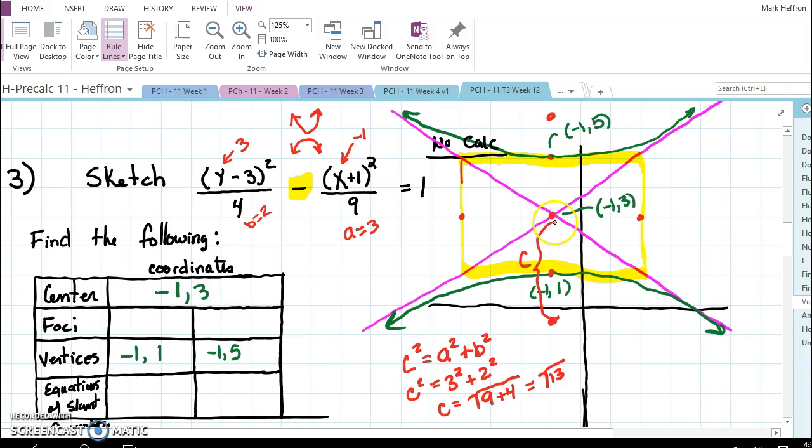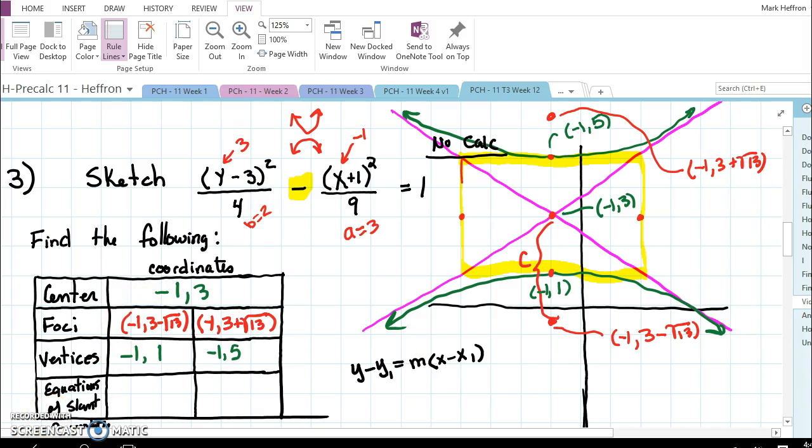So that means I'm going to go from my center back 1, or left 1, and then 3 was my center, and I'm going to go down the square root of 13. And in this case, I'm going to go left 1, and then from 3 I'll go up the square root of 13. So those are the things that go in for my foci.